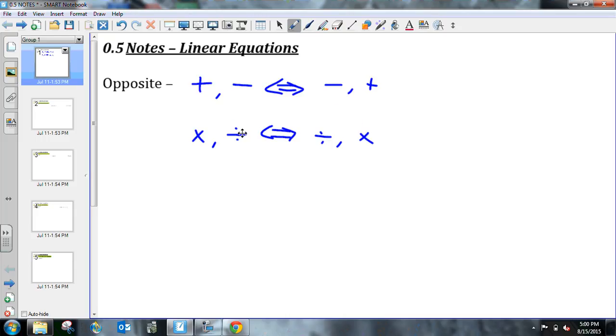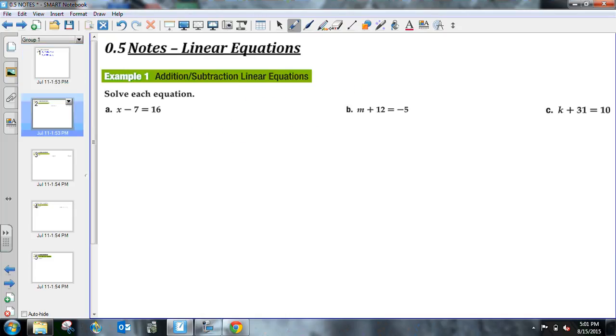Okay, so these are the things that we're going to mainly be using to solve linear equations. In order to move things from one side of the equation to the other, we have to do the opposite of what it's doing. Okay, so let's take a look at our first example. What we're trying to do is find the value of x that makes this equation true.